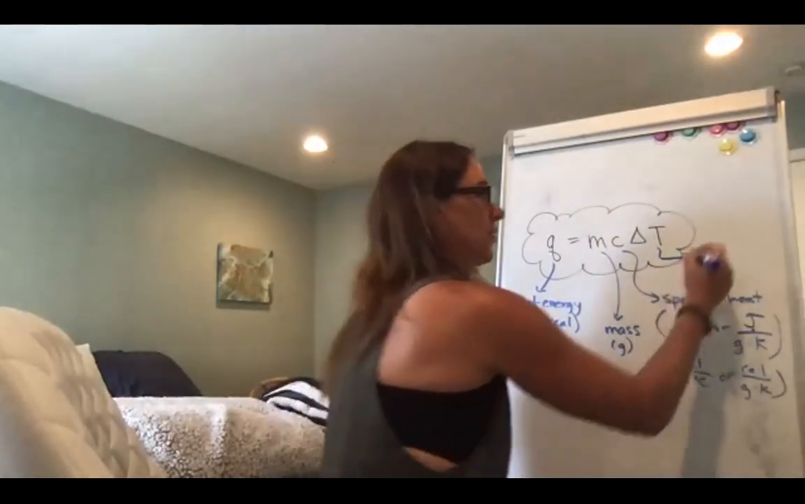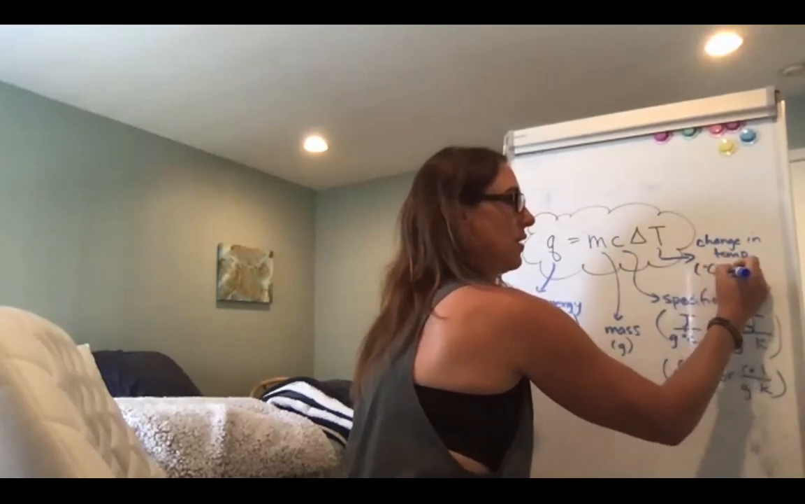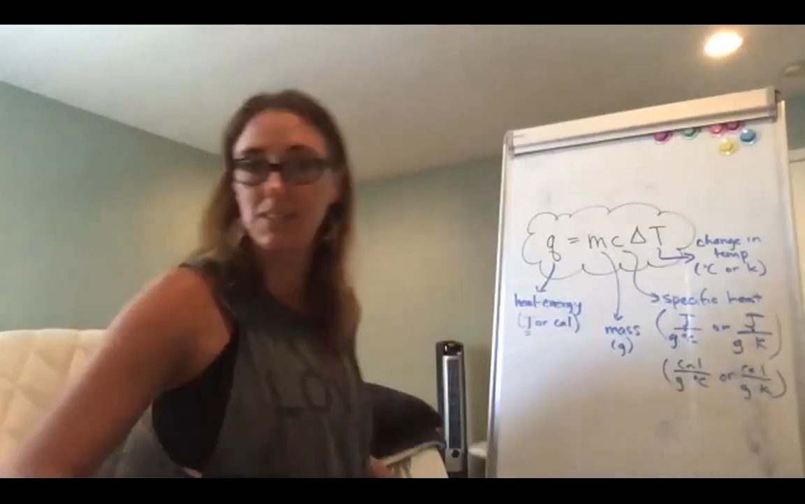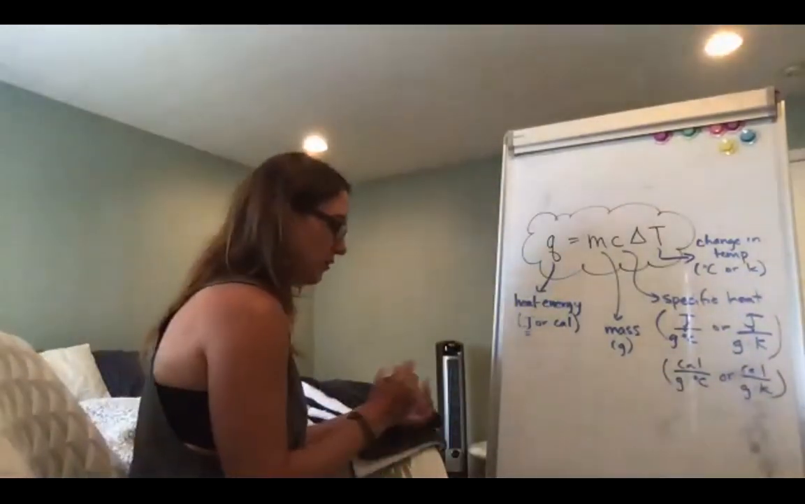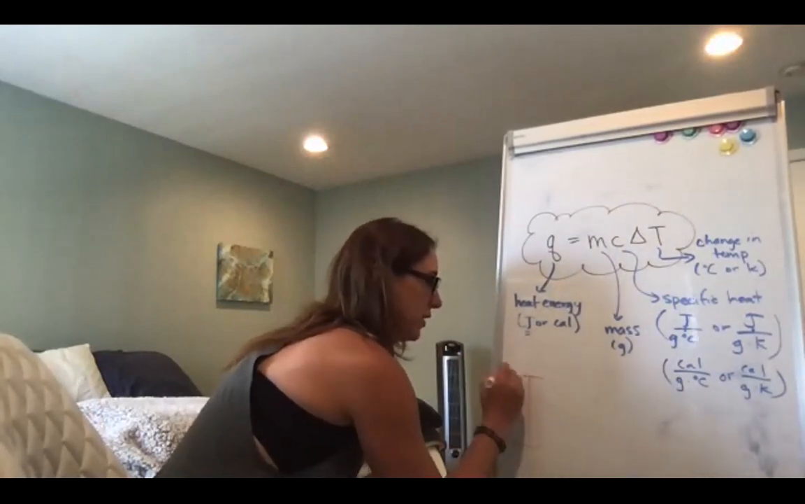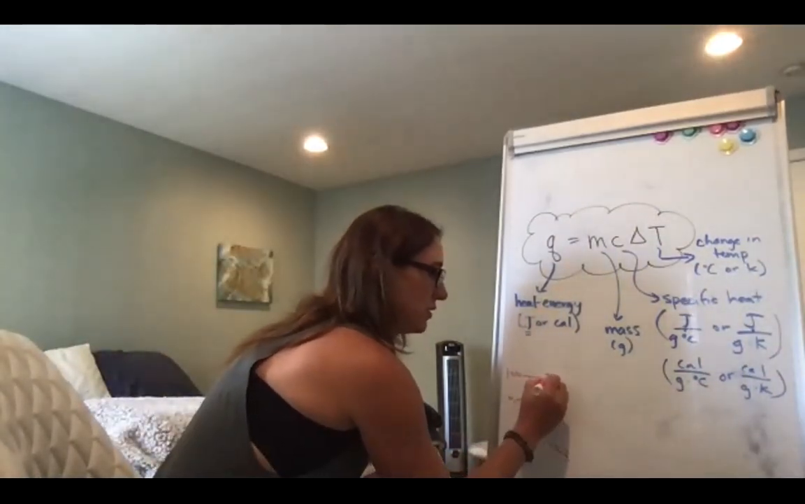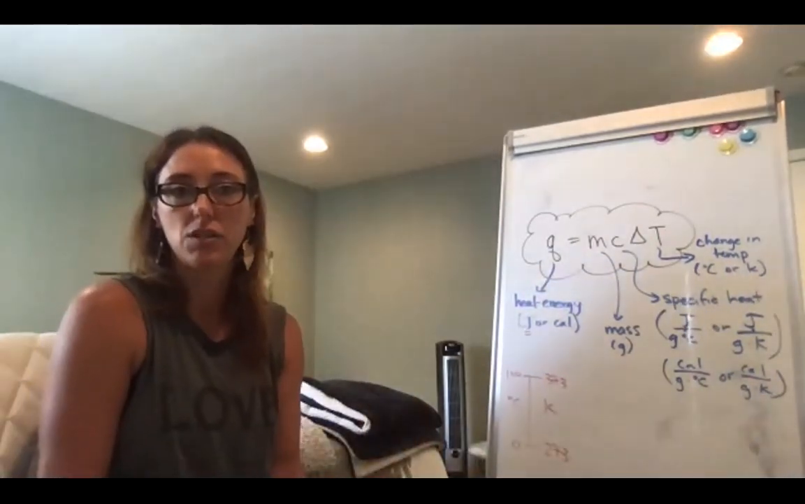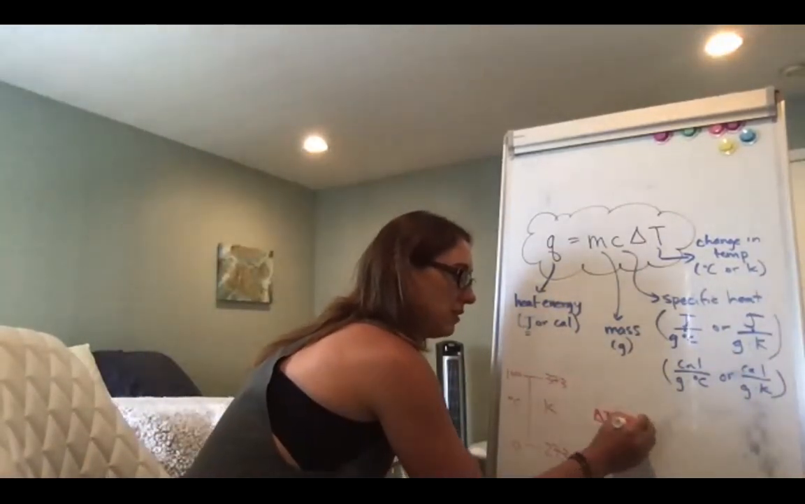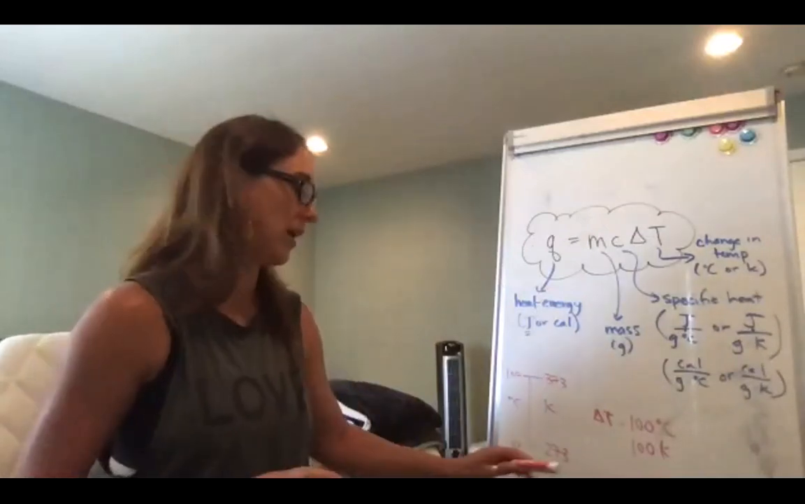And then delta T stands for change in temperature. The change in temperature can either be degrees Celsius or Kelvin. It actually doesn't matter, right? Because the change is the same no matter which unit you use. In other words, if I go from 0 to 100 degrees Celsius, that's the same thing as going from 273 to 373 Kelvin, right? And so it doesn't matter which one you choose. Either way, the temperature change is the same. It's 100 degrees Celsius or 100 Kelvin, right? So the value of that number is the same. It doesn't matter what unit you have, Celsius or Kelvin.